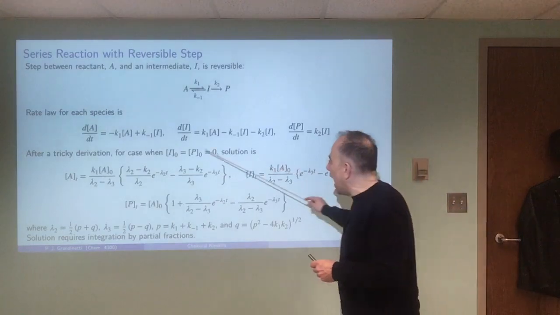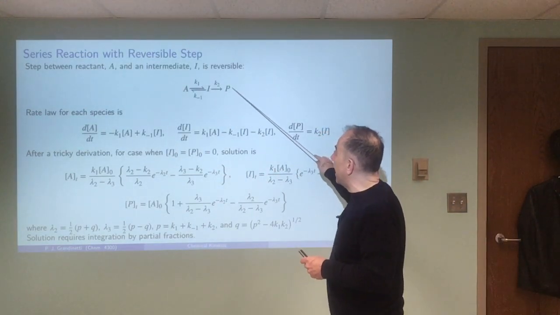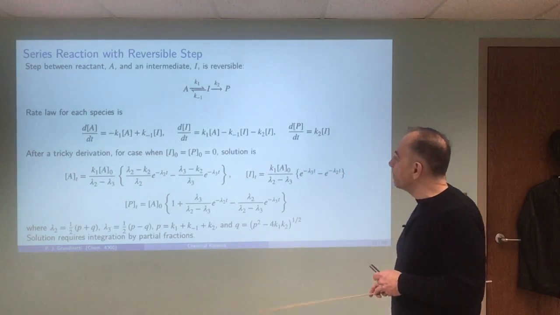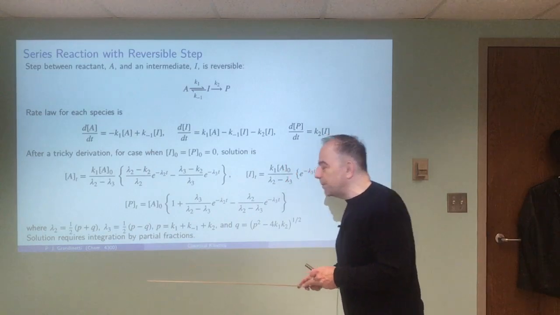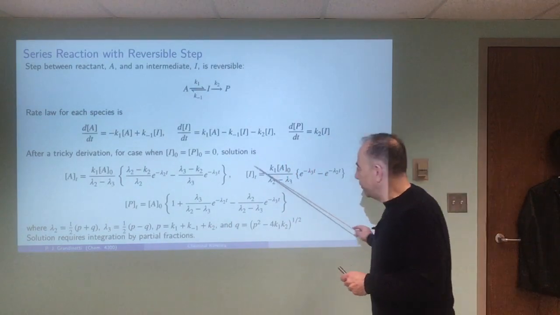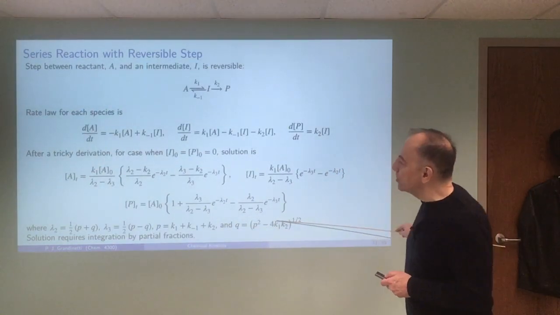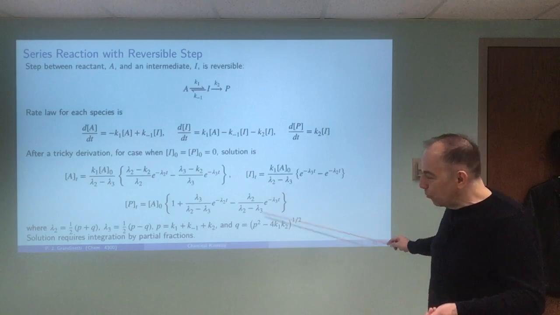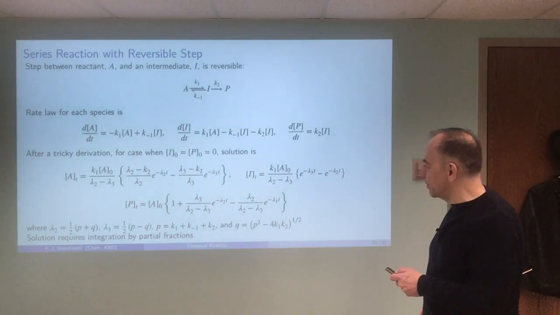So if you have the initial condition where everything is A and there's zero I and P present, then this is what the solution looks like. You have to do some kind of integration by partial fractions. Don't worry about it. I'm just giving you the solution here, just to show you that it's possible to solve this. And what I'm going to do is plot this as a function of time so you can see what the concentrations look like, because these expressions are probably not so intuitive.